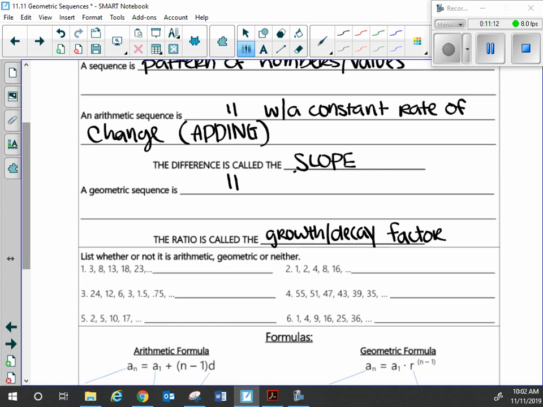Okay, so let's finish the definition, and then we'll be done with the writing section. Our geometric sequence is a pattern of numbers or values that uses a common factor. Factor is multiplying. And we're going to write multiply.